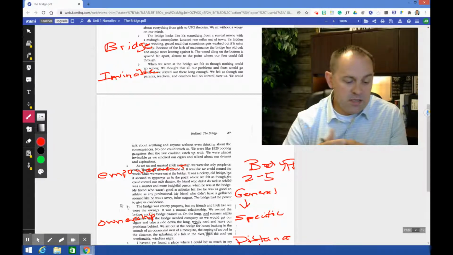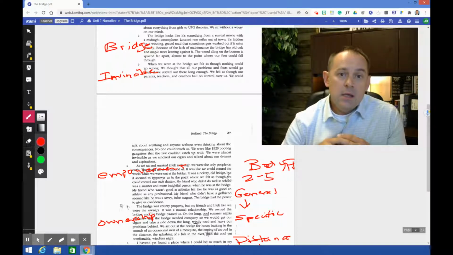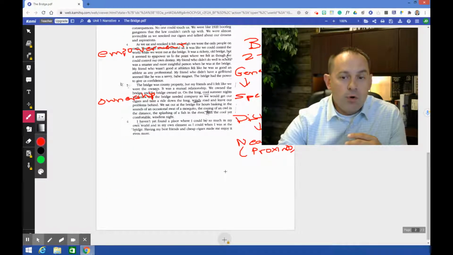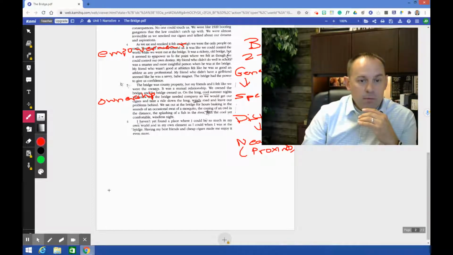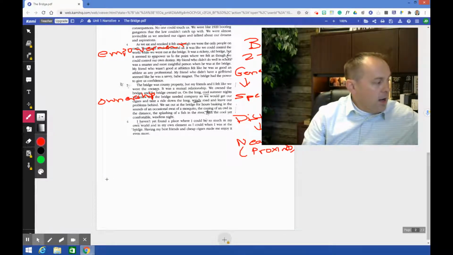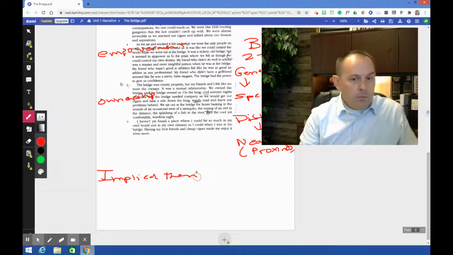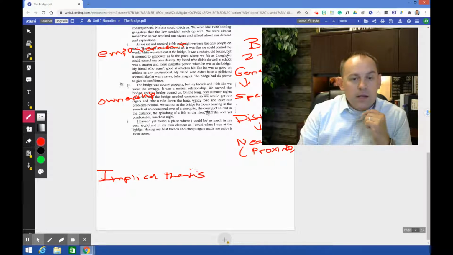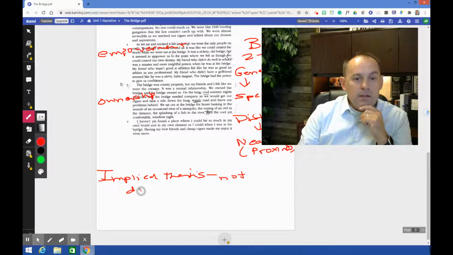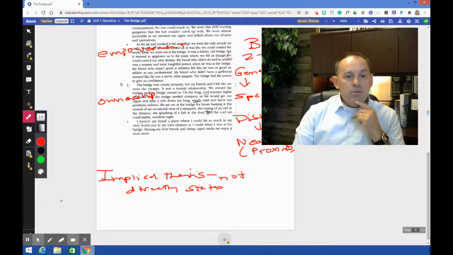And it says, state the thesis of the essay in your own words. So by stating it in our own words, there's a new term that I want you to be familiar with and to use, and that is implied thesis. And so the implied thesis statement is the idea that you state it in your own words. It is not directly stated. Okay, the opposite of that would be an explicit thesis.